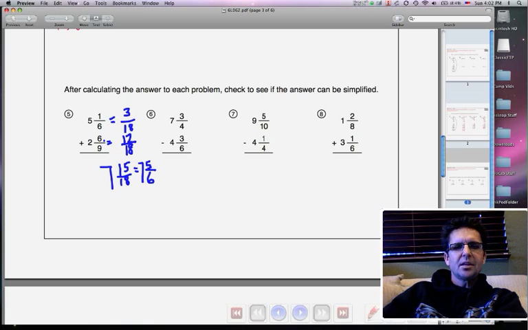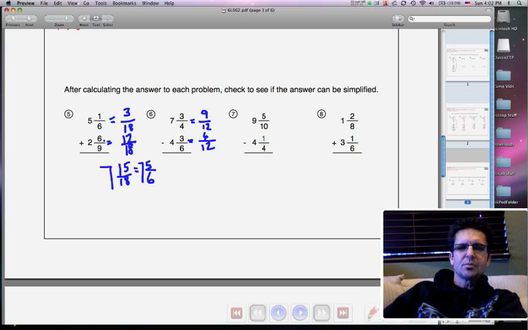Okay, common denominator of 4 and 6. Skip count by the 6's. 4 doesn't go into 6. Next count of 6 is 12. 4 goes into 12. So 12 is going to be my common denominator. 4 times 3 is 12, so 3 times 3 is 9. 6 times 2 is 12, so 3 times 2 is 6.